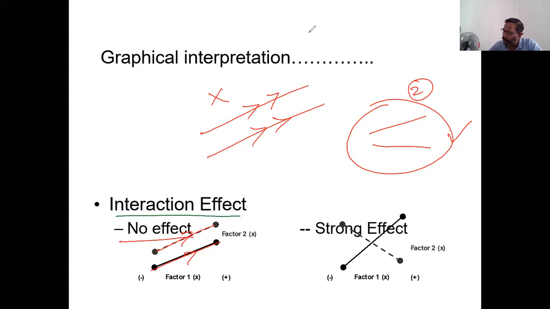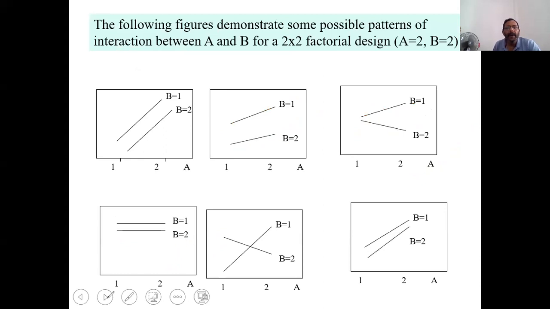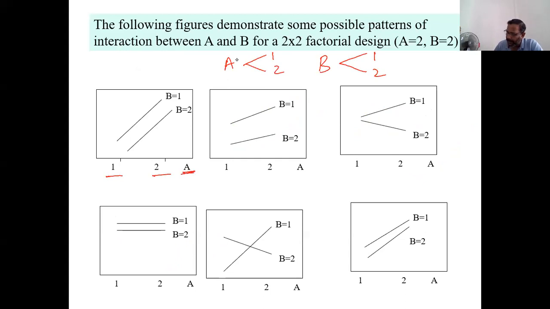Right, I'm going to show you different diagrams of interactions. I'm taking only two factors. Let's say factor A. Factor A has two levels, 1 and 2. Factor B again has two levels, 1 and 2. Is it clear? So this is about A1 and A2 of factor A. This is B1 and B2 of factor B.